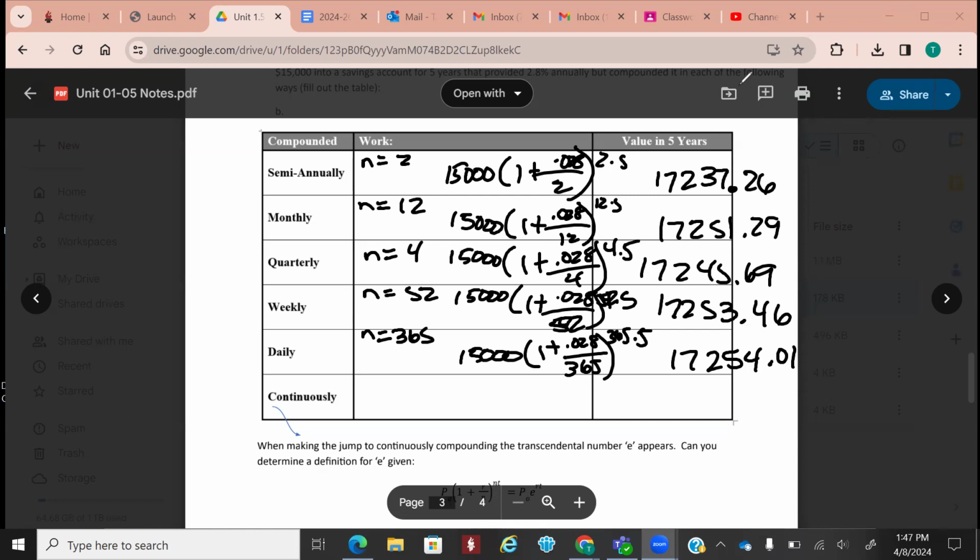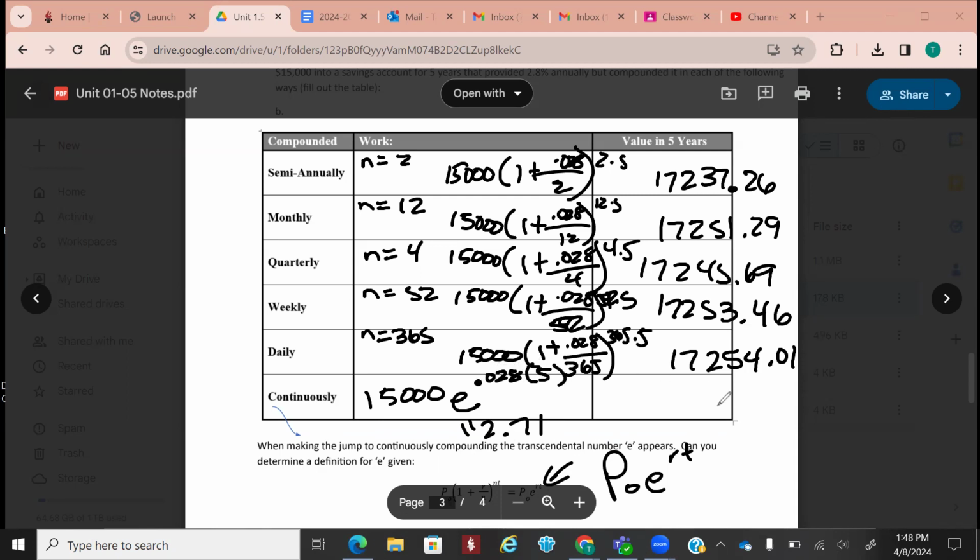Okay, now continuously is a different adverb. It is talking about a formula, which is down here at the bottom, with P, the initial value, times e raised to the rt. So this is going to be 15,000 e, which that e is going to represent 2.718. This is called Euler's number, or Euler's number, depending on who you're talking to. We're going to raise that to the 0.028.